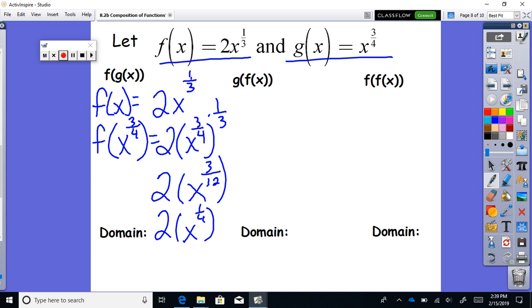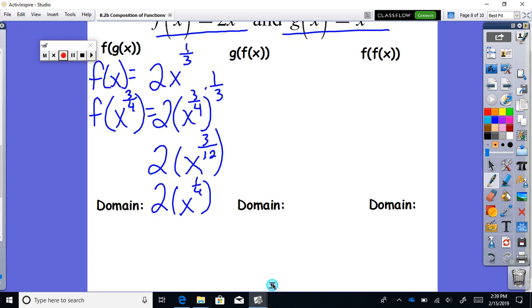For domain, think about those restrictions. Remember that the 1/4 power is the same thing as the 4th root of x. So this is an even root. You can't have any negative numbers under an even root. So your domain is going to be x is greater than or equal to 0. I can't take an even root to a negative, or I'm going to have an imaginary answer. So we're going to say that to get all real numbers, our domain will be greater than or equal to 0.